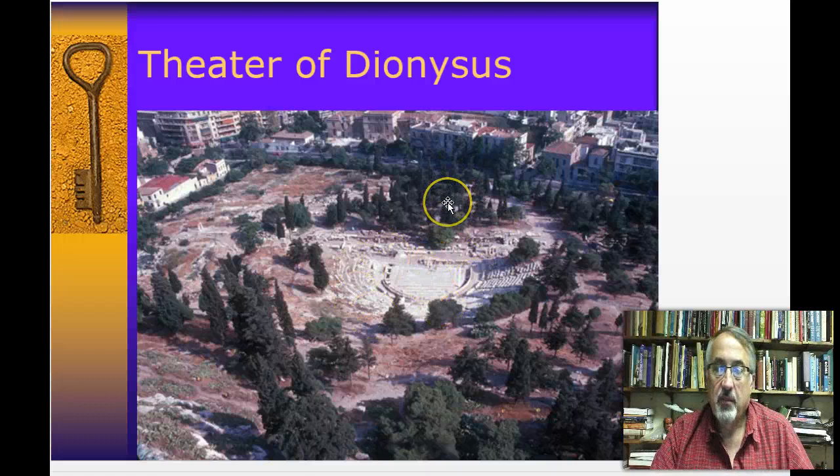He was thought to inspire authors, musicians. In fact, associated with him are the muses, seven muses, from which we get our word museum and music and so forth. The Greeks did everything with a competition, and the Romans continued some of that on.